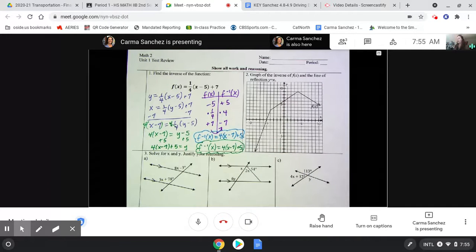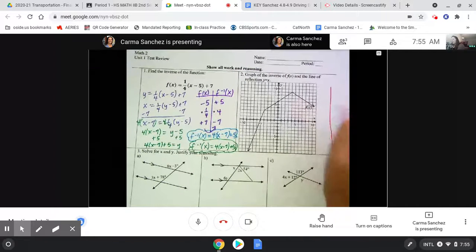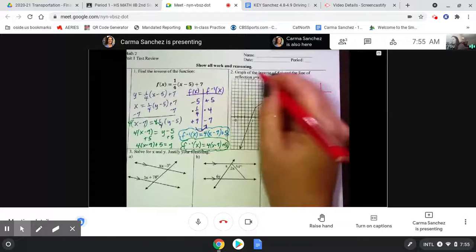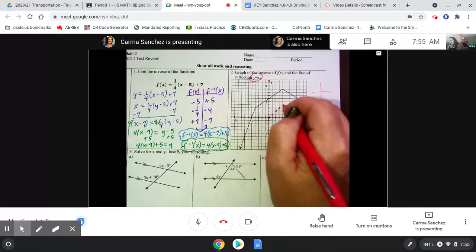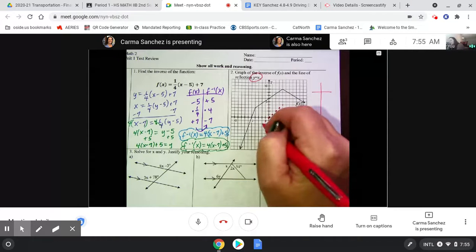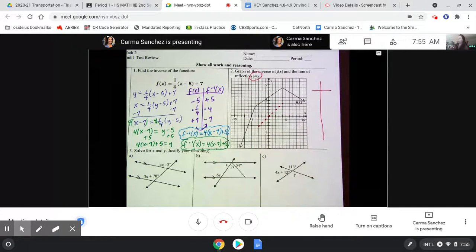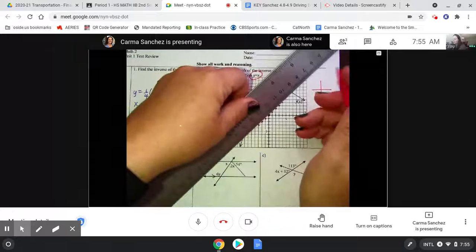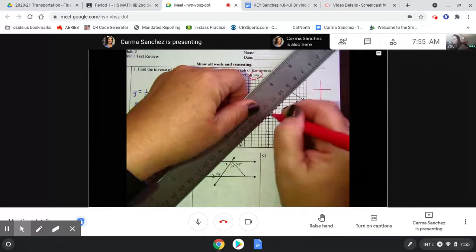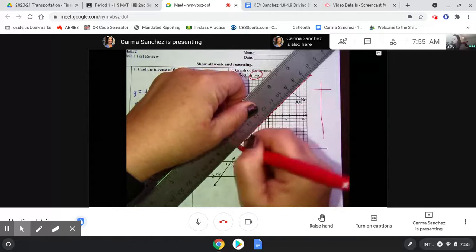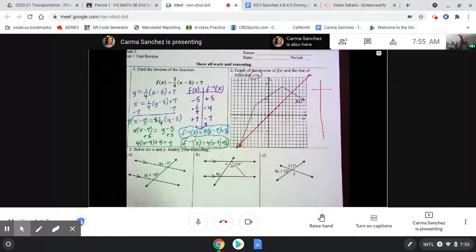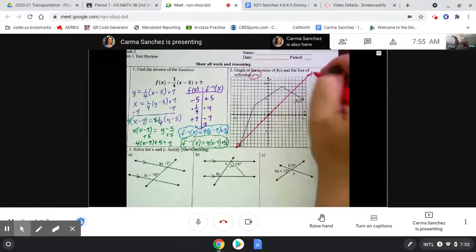All right, next one. We're going to have to graph an inverse. In order to graph an inverse, we need a table. And we always want to draw in that line of reflection. So starting at 0, 0, 1, 1, 2, 2, etc., grab a straight edge, and let's start by getting that line of reflection drawn on there. That line of reflection is the same line of reflection on every inverse graph.